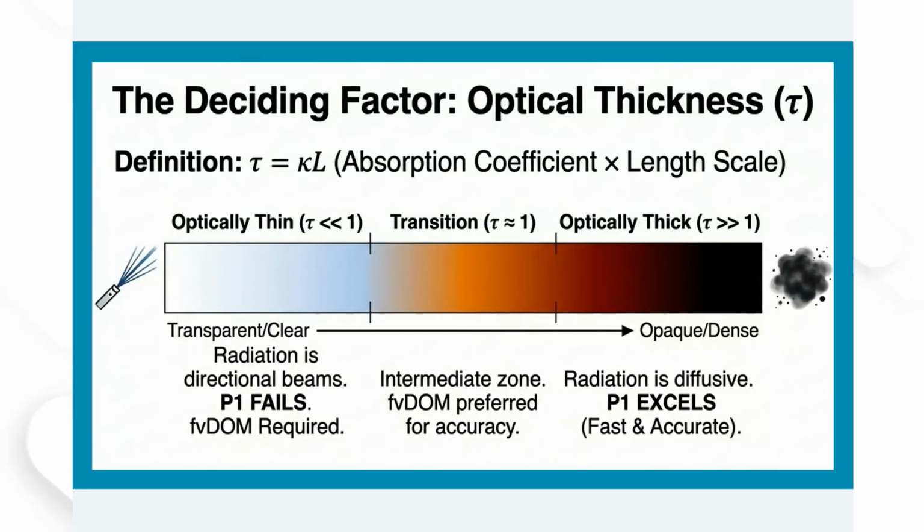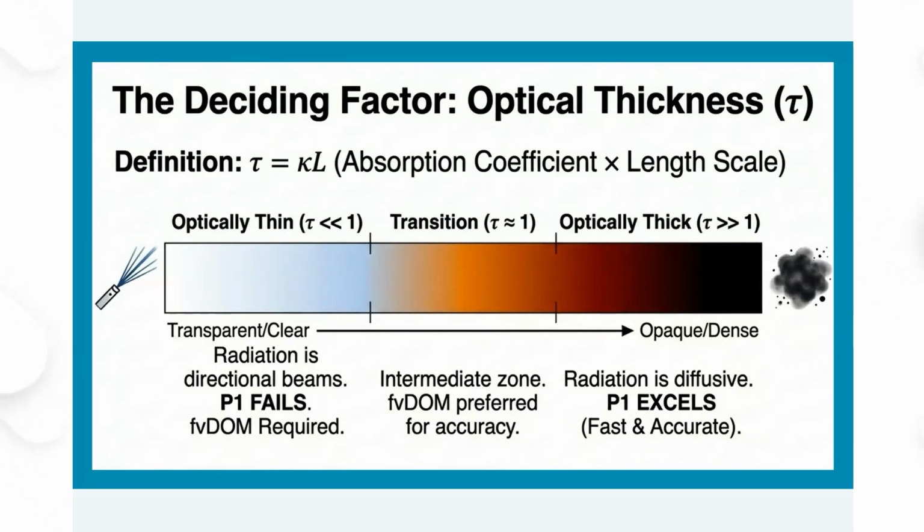On the left, you have the optically thin regime. This corresponds to transparent media like clear air, clean combustion, electronics cooling, etc. Here, radiation travels in straight, uninterrupted lines like a flashlight beam. So the P1 model will fail in these areas because it tries to force straight beams into a diffusion cloud, and this is going to be physically wrong. So you must use the FVDOM model in these areas where you have optically thin materials.